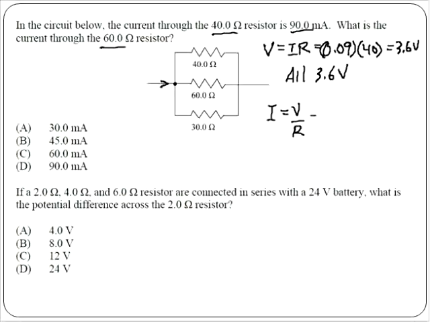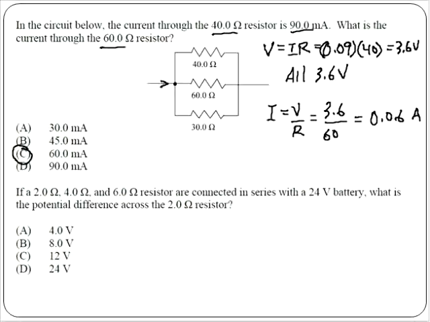Always, no exceptions. What is the current through the 60 ohm? Well, I equals V over R. I know the V is 3.6. I know the R is 60. Divide those and you get 0.06 amps. Well, that's the same thing as 60 milliamps, right? Times it by 1,000. There you go.